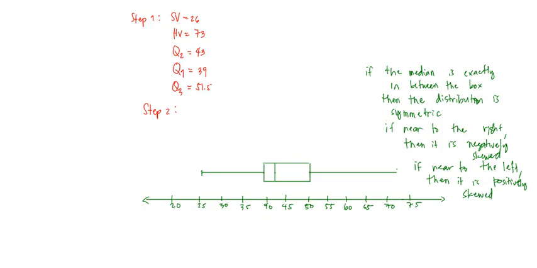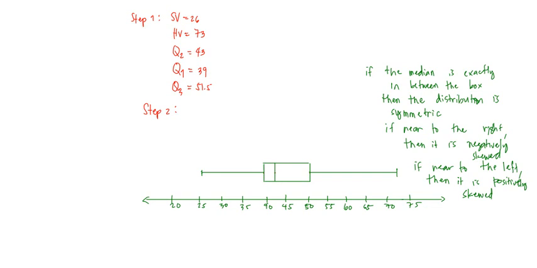Also, we have a use also nitong ating mga whiskers. So, also, it would determine kung symmetric siya or what type of skewness it has. So, as you can see, shorter yung ating line dito sa ating left. So, meaning, positively skewed yung ating distribution. Pag shorter naman, dito sa ating right, meaning it's negatively skewed. Okay? Yun. Yun yung interpretation ng ating box and whisker plot.